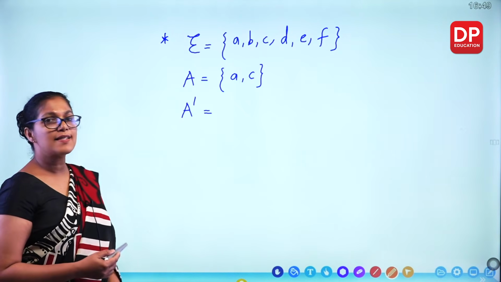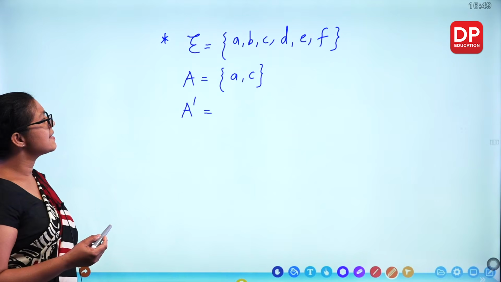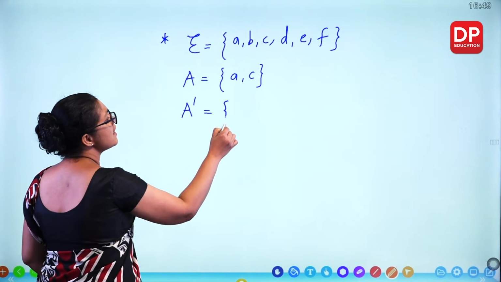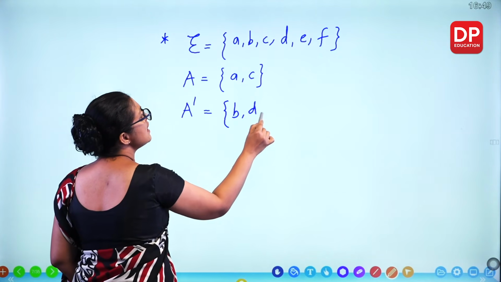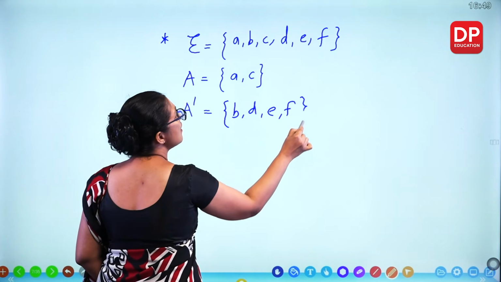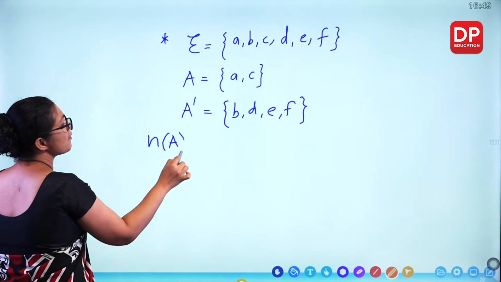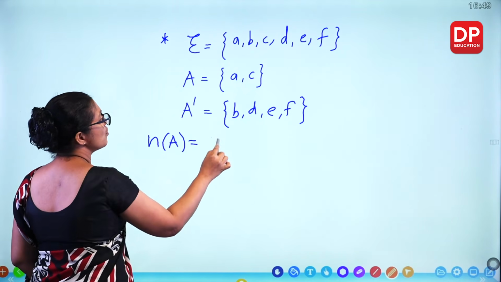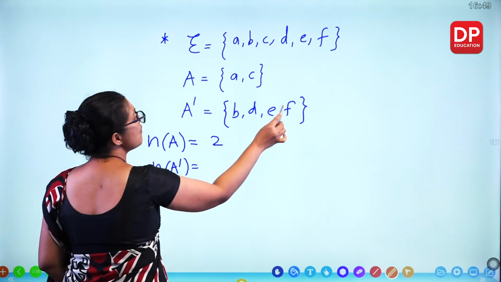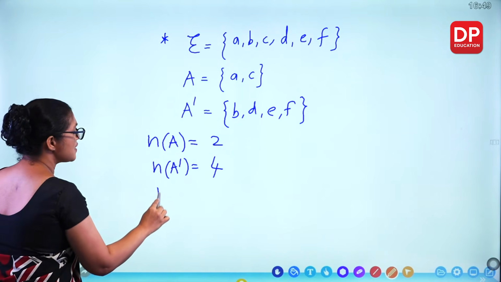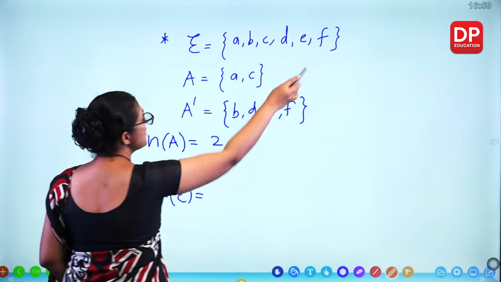Now we'll look at this example. Universal set is given A, B, C, D, E, F. A is A, C. What is A dash? Everything outside A. A is there, so B, D, E, F. Now we'll count number of elements in A. What is n of A? 1, 2. What is n of A dash? 1, 2, 3, 4. What is n of epsilon, the universal set? 1, 2, 3, 4, 5, 6.